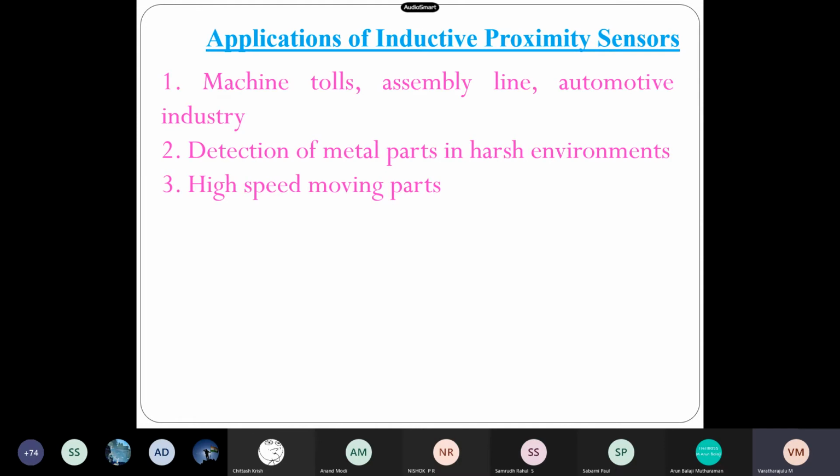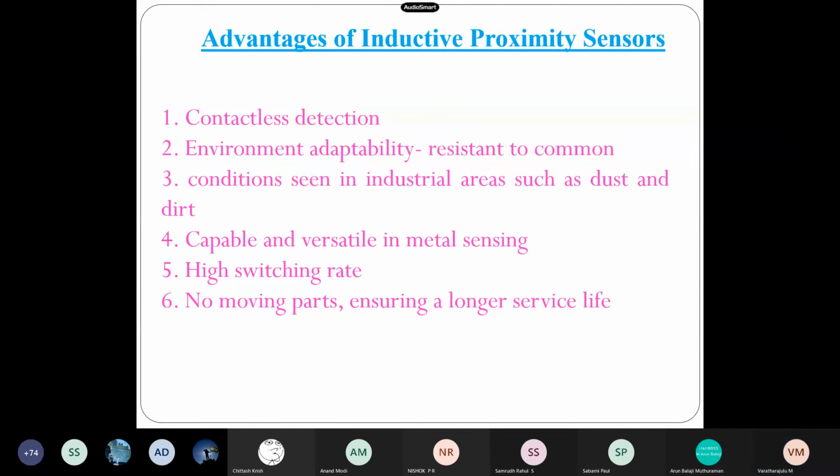The machine tool, machine assembly line, and the automotive industries are wide users of these inductive proximity sensors, and for detection of metal parts in harsh environments and high speed moving parts, inductive proximity sensors are generally used.